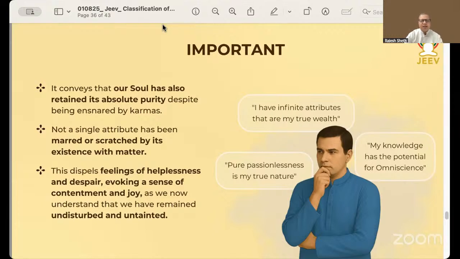The third point: this dispels feelings of helplessness and despair. There is no reason to be depressed, because you are a mass of infinite attributes, and those infinite attributes exist in the soul all the time. Since time immemorial, we have been to one-sensed life, to the smallest living being like Nigod Jeev, we have been to hell. Still our infinite attributes remained infinite. Not a single attribute has gone out of us. So this dispels feelings of helplessness. We are not helpless, we are complete in ourselves.